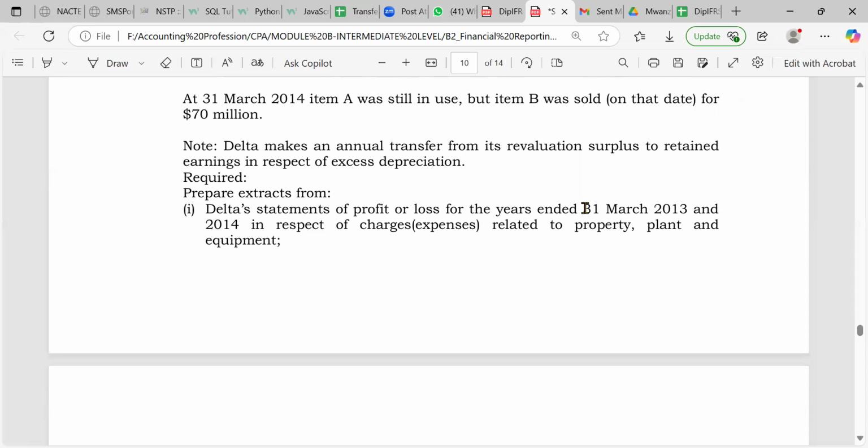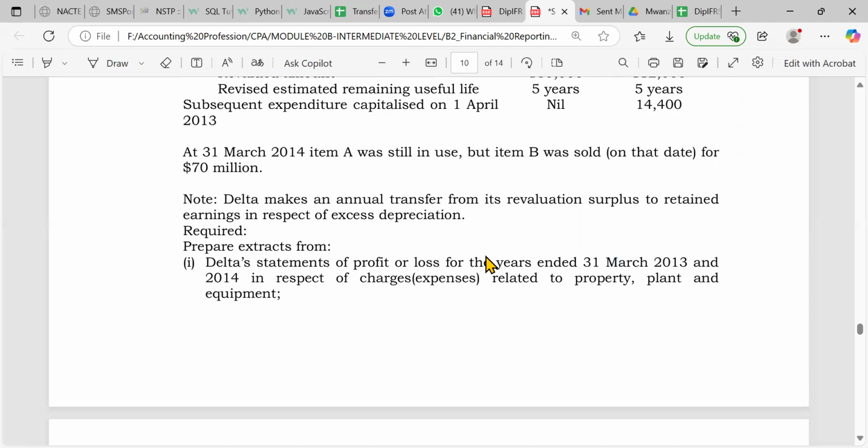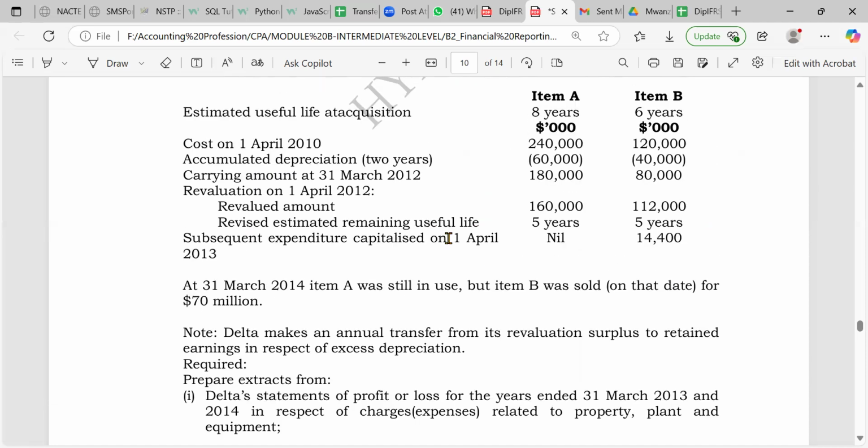So with the first year, we are done. You have to watch the date. If it was 31st March 2013, you would have to add without depreciating this figure. But this one is at the beginning of the next year. So at the beginning of the year, item A will remain as it is because it is nil, but for item B we'll have to add this 14,400.